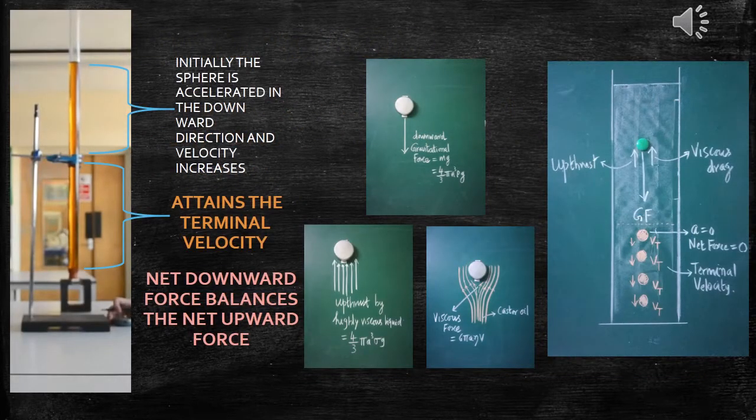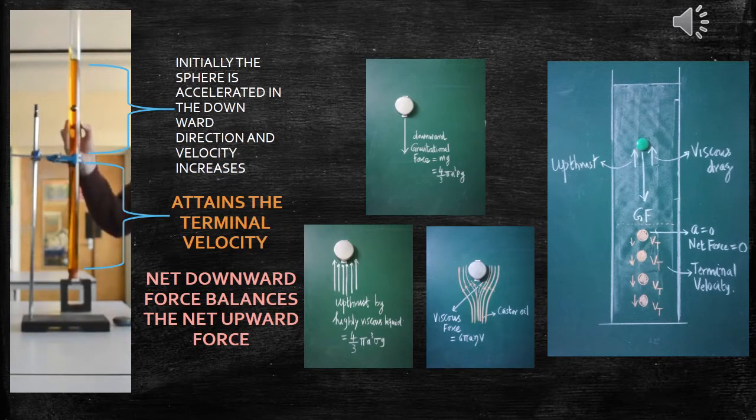Today, in this presentation, we are going to learn about the term called terminal velocity. Look at the demonstration shown there. A metallic sphere is to be dropped through a highly viscous liquid, either castor oil or glycerin, that is filled up in a tall jar.